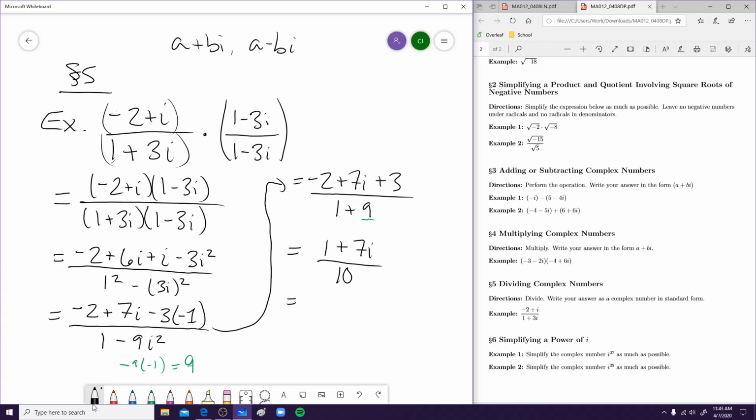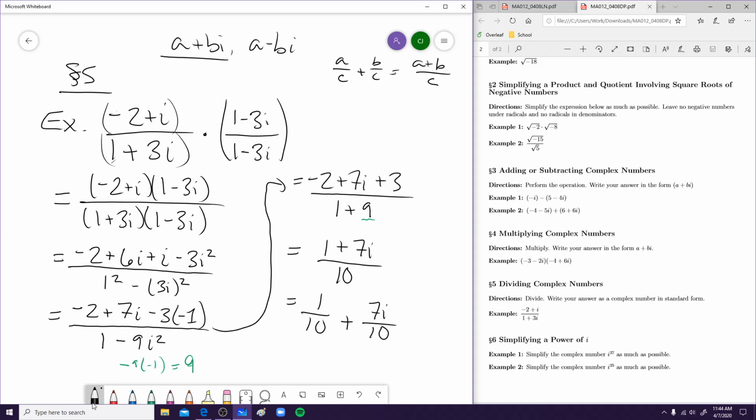As you can see, we can't simplify this anymore. However, keep in mind, we want our final answer in the form a plus bi. This is not in the form yet. This is just one fraction. So how can I do that? This becomes 1 over 10 plus 7i over 10. And to see if this is right, what we know about fractions is if we have a over c plus b over c, since they have a common denominator, we can add the numerators. So this is a plus b over c.